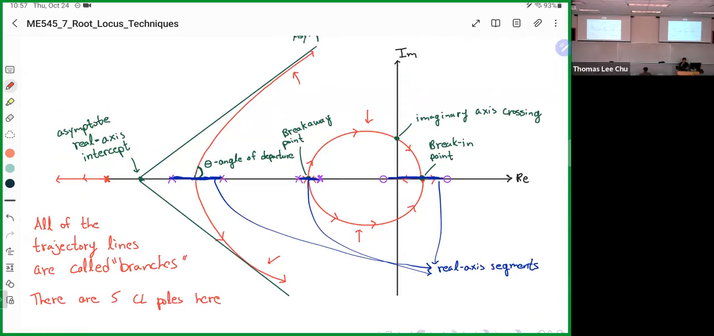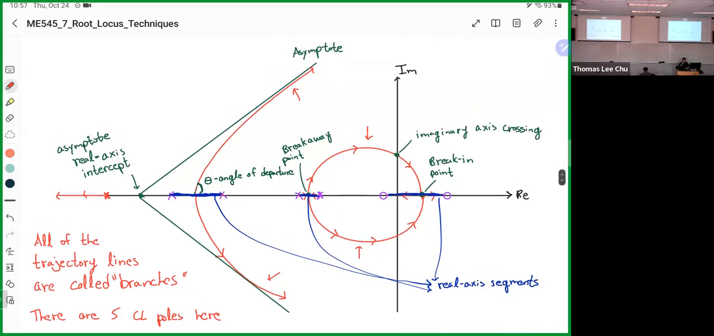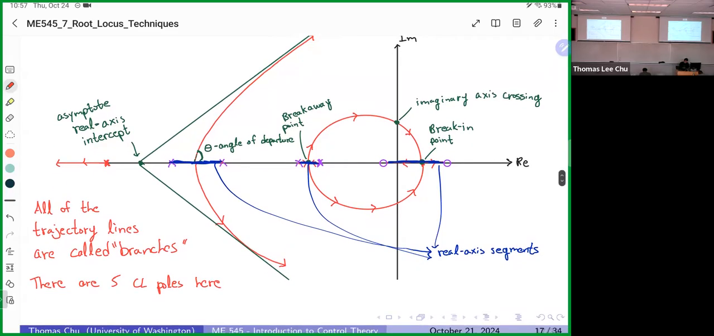I've done this for multiple years, so I can tell if the root locus is drawn correctly or not, just based off the number of closed loop poles. I think that's correct now. But more importantly, I just wanted to define the terminology. Since there are five closed loop poles, there are five branches.